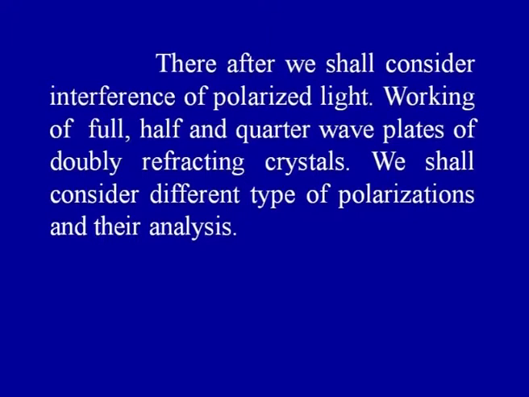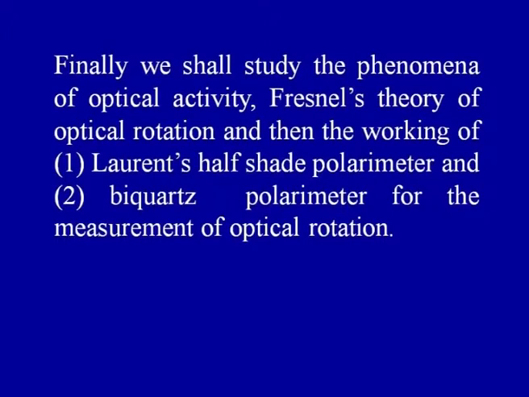Thereafter, we shall consider interference of polarized light, and the working of a full wave plate, a half wave plate and a quarter wave plate of doubly refracting crystals. We shall consider different types of polarizations and their analysis. And finally, in the last lecture, we shall study the phenomena of optical activity, Fresnel's theory of optical rotation, and then the working of polarimeters: number 1, Lorentz half shade polarimeter and biquartz polarimeter for the measurement of optical rotation. So, let us begin.